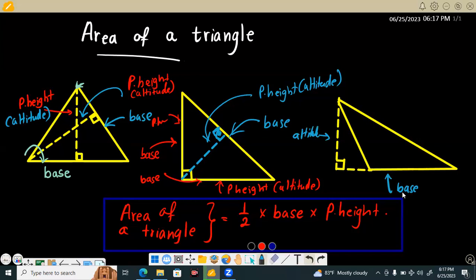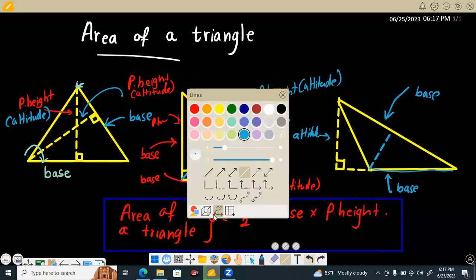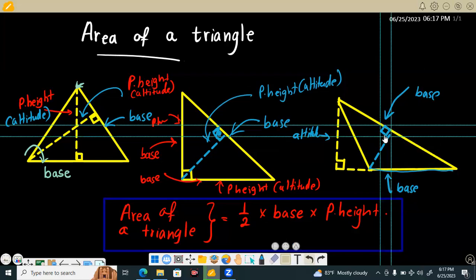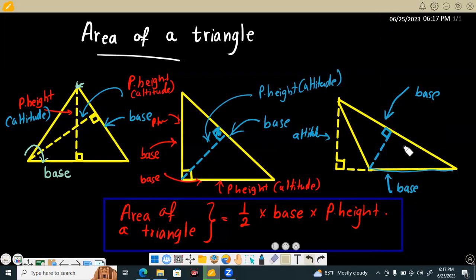Okay. If you consider this as the base, then this is the perpendicular height. It is not this one. We consider only this part of the side. And if you consider this as the base, then this is not the altitude. Remember that the altitude is this length. You have to take this perpendicular. Then if you consider this as base, then here this is the altitude.